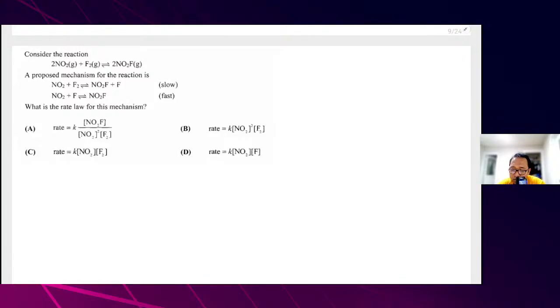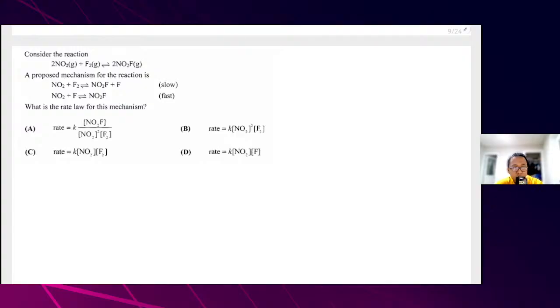Now let's take a look at this one. Consider this reaction. A proposed mechanism for the reaction is slow and fast. What is the rate law for this mechanism? Let's break it down one by one. We have a two-step mechanism. The first one is slow, the other one is fast. What's the correct rate law for this mechanism?